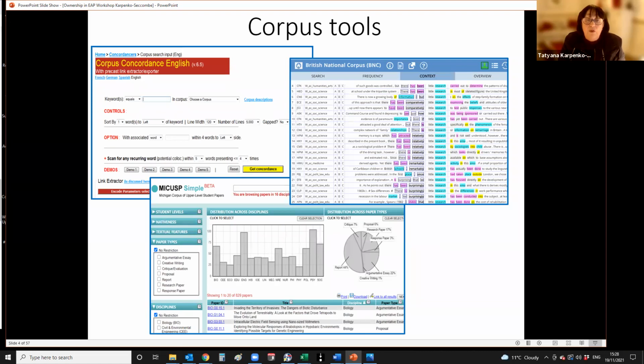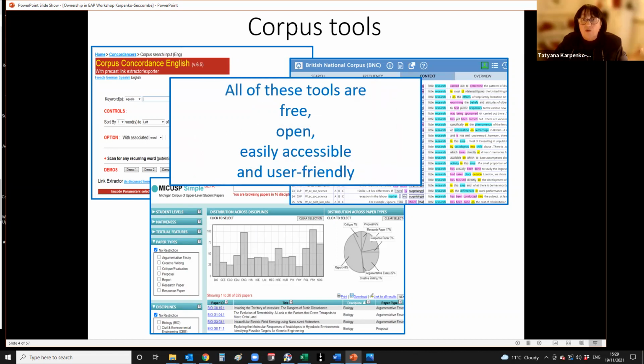So I would be using today 3 corpus tools: Corpus Lex Tutor, Corpus Concordanza, created by Tom Cobb of the University of Montreal, and then the British National Corpus, which resides now on the platform of Mark Davies, and MICUSP, the Michigan Corpus of Upper-level Student Papers. All these tools, first to say, are free, open, easily accessible. I consider them user-friendly. Students, after a bit of convincing, also consider them user-friendly.